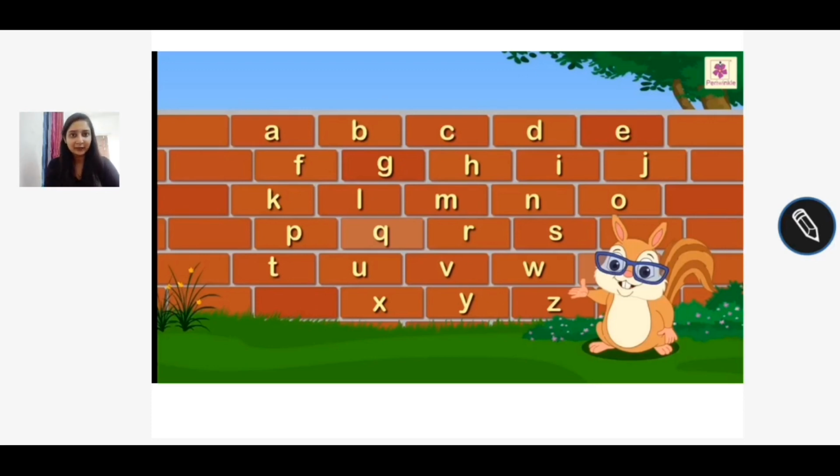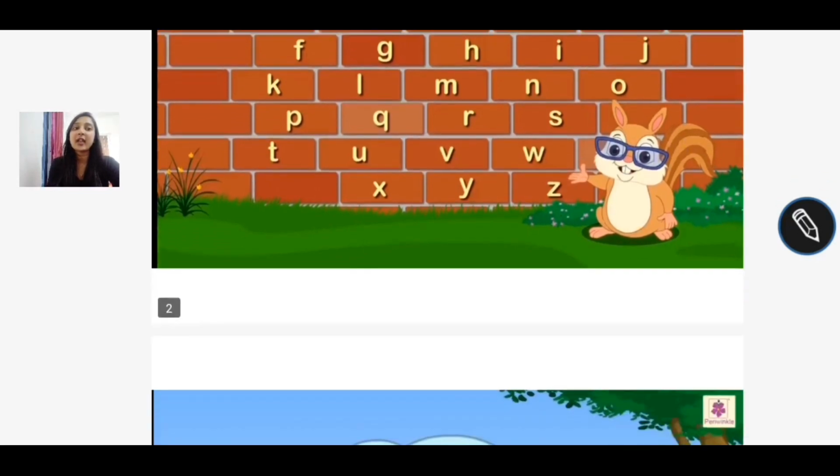Repeat after me. A, B, C, D, E, F, G, H, I, J, K, L, M, N, O, P, Q, R, S, T, U, V, W, X, Y, Z. These are English alphabets.